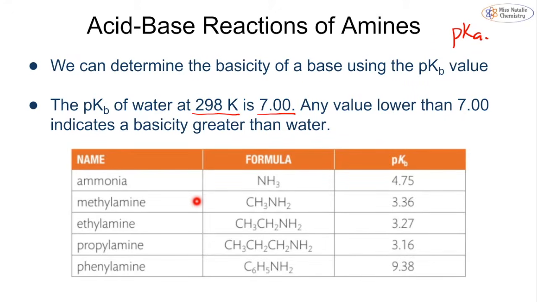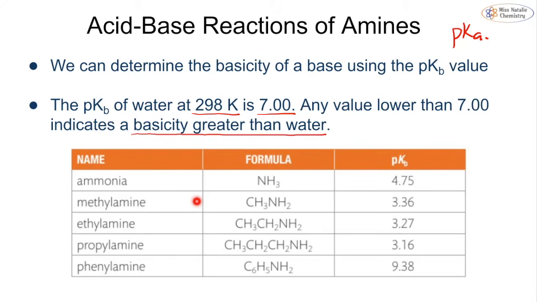If we have a value that is lower than 7, it tells us that it has a greater basicity than water. That just means if it's lower than 7, it is more basic than water. So when we look at our amines and we compare it to ammonia, we can see that ammonia, NH3, has got a pKb of 4.75. So that means it is more basic than water, but it's kind of in the middle.